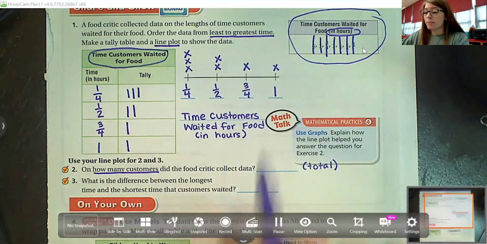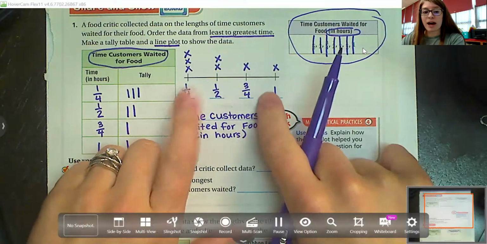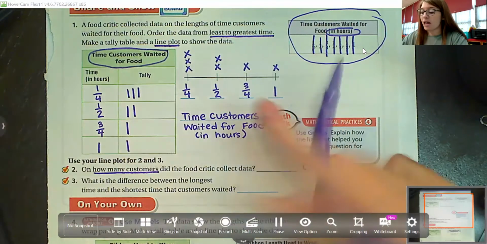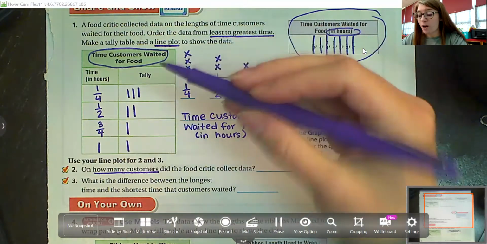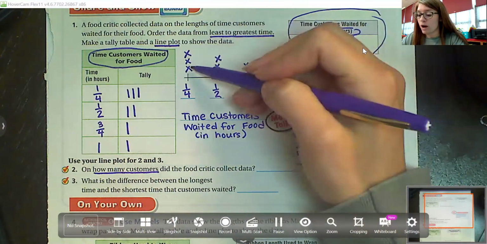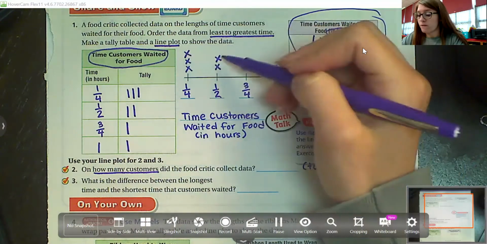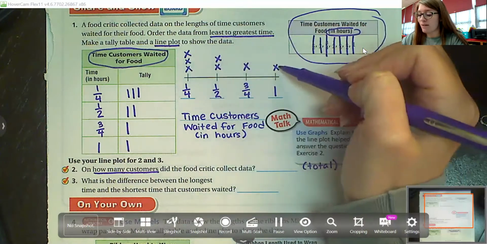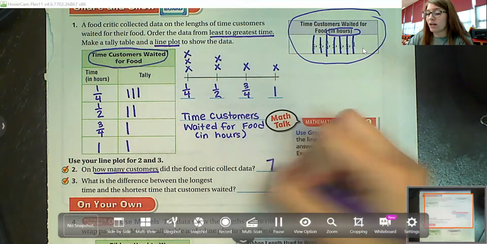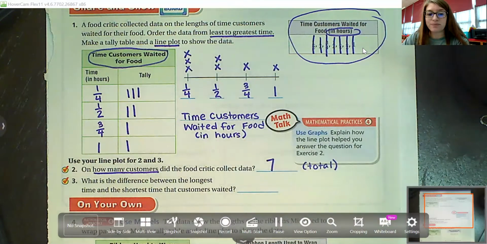So I'm going to go ahead and come over here to my line plot or my tally table. It just depends on which one you want to count. And I'm going to go ahead and count each X that I put on my line plot. So we've got 1, 2, 3, 4, 5, 6, 7. So the food critic took data on 7 customers.